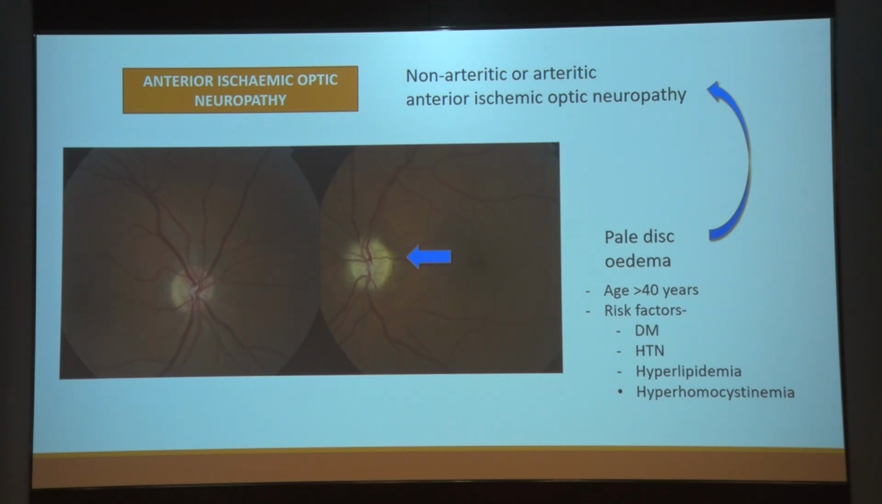And so you have to get ESR, CRP done, because if the ESR, CRP is markedly elevated, that goes more in favor of arteritic. Usually the age group for arteritic is an elderly patient, 70s and above. And that's how you differentiate.